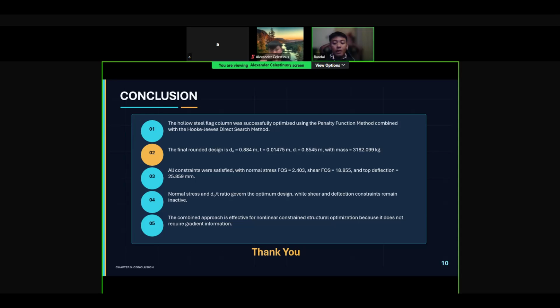3,182 kilograms, with an outer diameter of 0.884 meter, a thickness of 0.01475 meter, and an inner diameter of 0.8545 meter. All major constraints were satisfied, including normal stress, shear stress, deflection, factor of safety, and diameter to thickness ratio. Normal stress and diameter to thickness ratio were identified as the most important constraints in determining the final design.